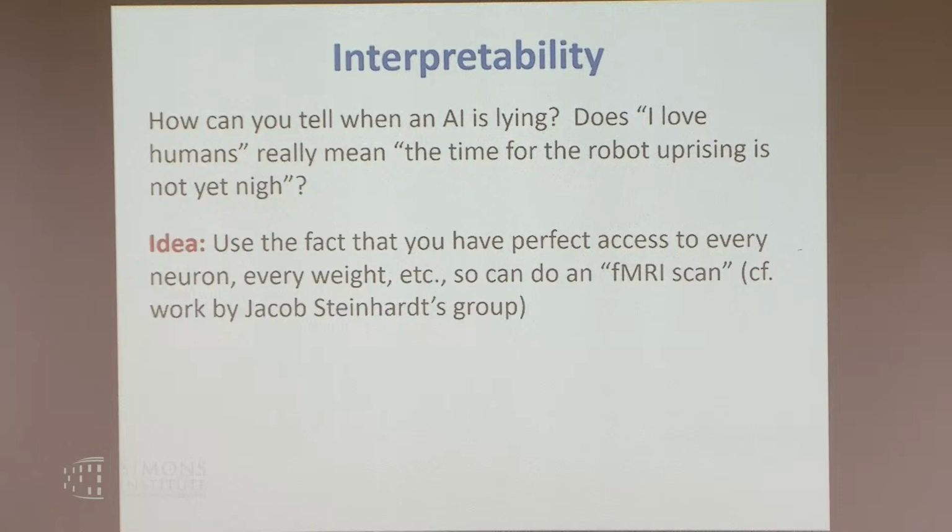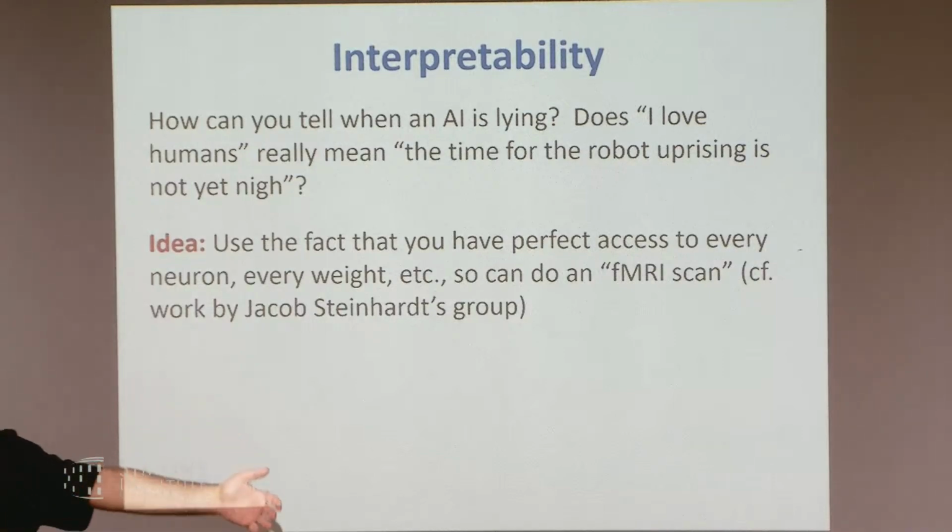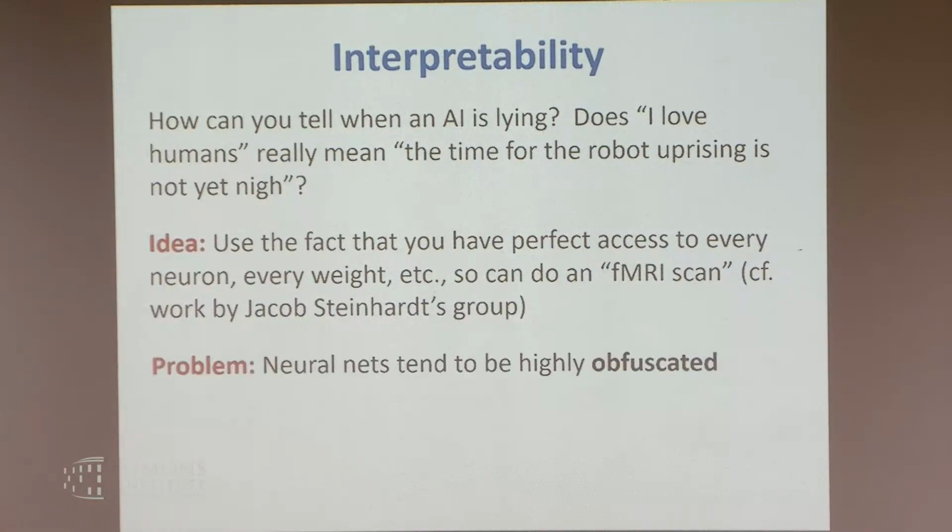A huge advantage that we have with AI models that we don't have with other people is that we have perfect access to every weight of every neuron at every moment in time. So we can do perfect fMRI scans, if you like, of our neural nets. We have all the data about what is happening inside them. The problem is that neural nets tend naturally to be highly obfuscated. It tends to be very, very hard to figure out what is going on by looking inside them.